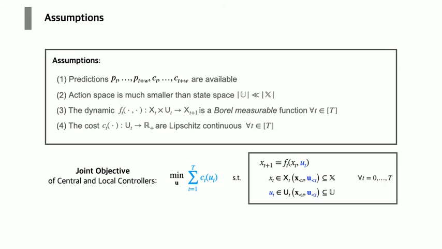So to complete our model definition, we need some assumptions. We assume accurate predictions about the costs and feedback are available. The key assumptions of our system is that the action space is much smaller than the state space. We also assume the dynamics are measurable, so the inverse image is also measurable. The costs are continuous, and those assumptions are only made for the ease of analysis. The goal of the central and local controllers is to jointly minimize the total costs, subject to time-varying and time-coupling constraints.